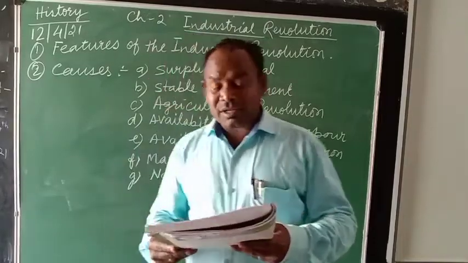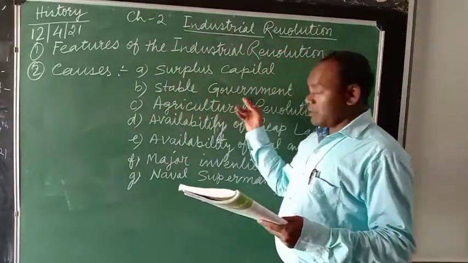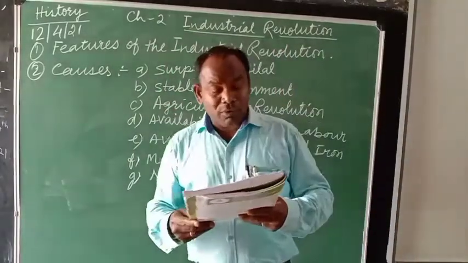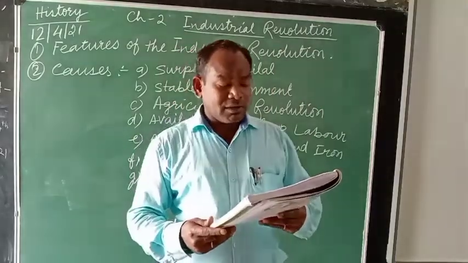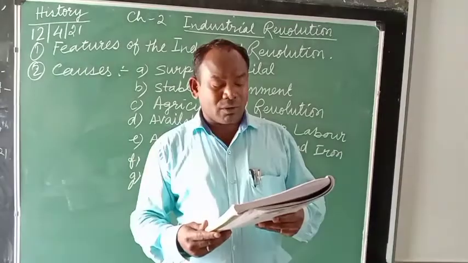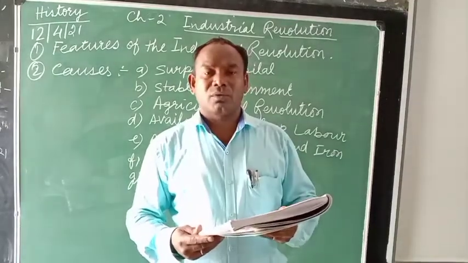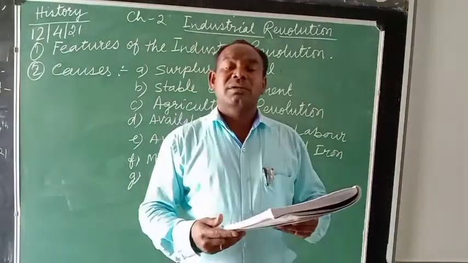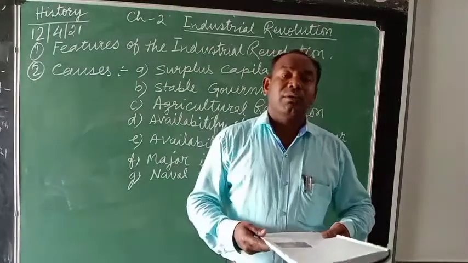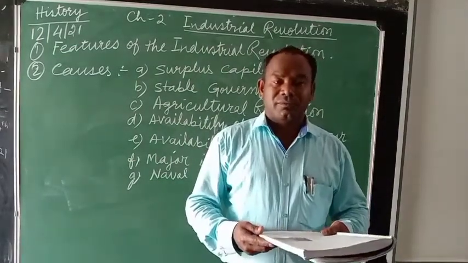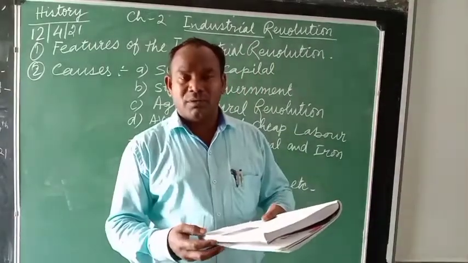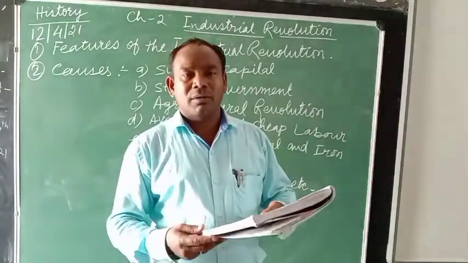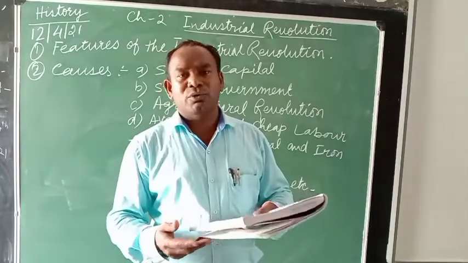Second point, stable government. Political stability in England provided conditions that were favorable for economic growth. Means the stable government also gave a system, a situation, an atmosphere to develop, and the Industrial Revolution took place.